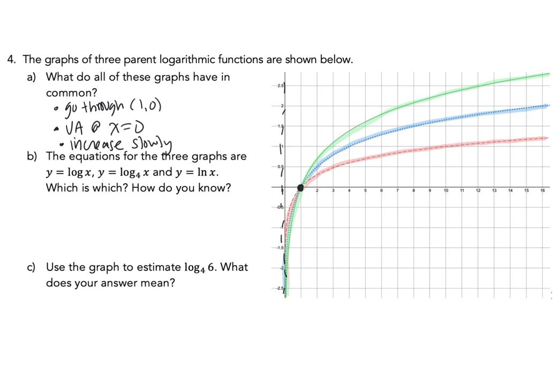Part B, the equations for the 3 graphs are log of x. Remember, when there is no base, that means there is an invisible base of 10. So log base 10 of x, then we have log base 4 of x, and then we have ln x. Remember, ln has a base of e, and e is about 2.718. So which is which? How do you know?